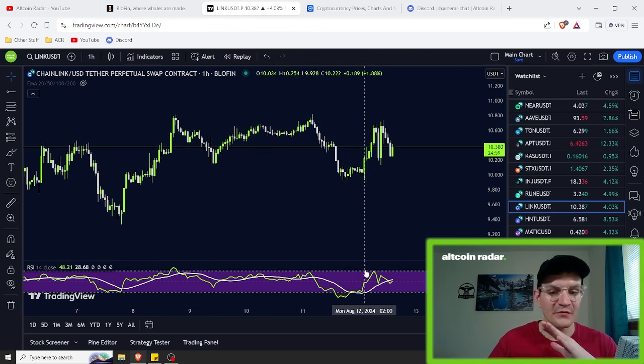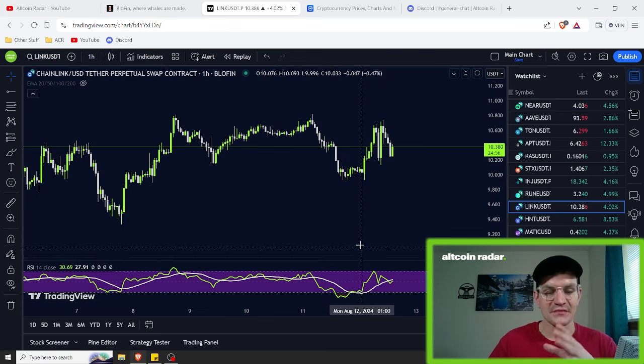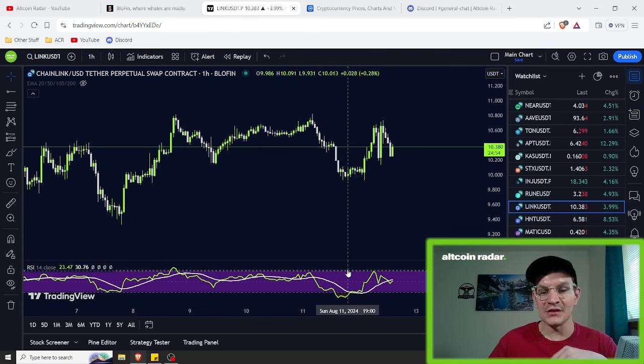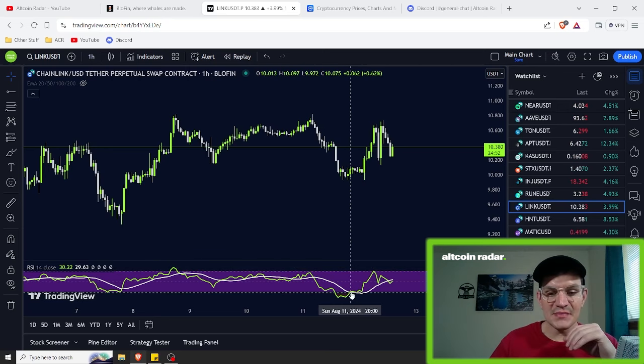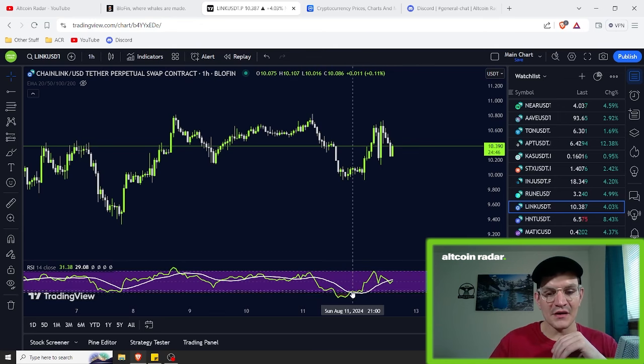And a good confirmation to tell if the price is for sure going to start going upwards or not is if the RSI crosses above or below the moving average on the RSI as well.